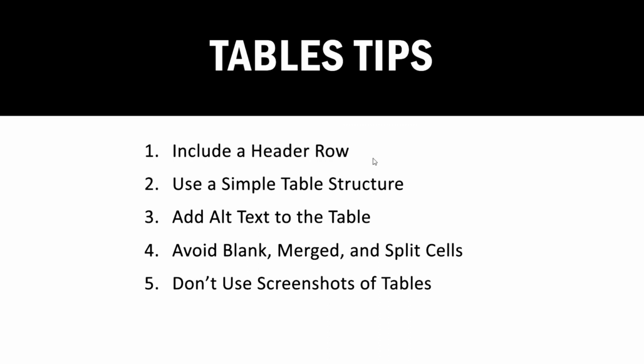Here are some helpful tips when looking at creating an accessible table. You want to include a header row. You want to use a simple table structure. We're going to also want to add alt text to the table. Avoid any blank, merged, and split cells. And don't use a screenshot of the table.